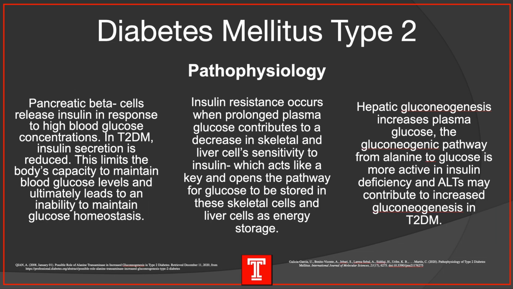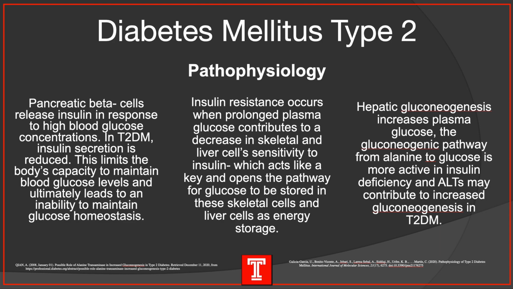Pathophysiology. The pathophysiology of diabetes mellitus type 2 can be seen as broken down into 3 categories: beta cell dysfunction, insulin resistance, and hepatic gluconeogenesis.